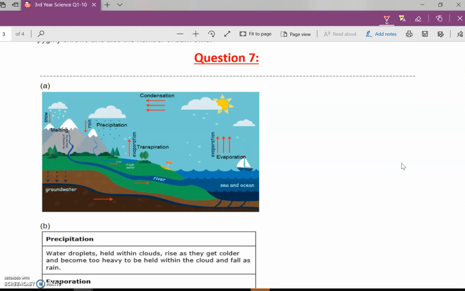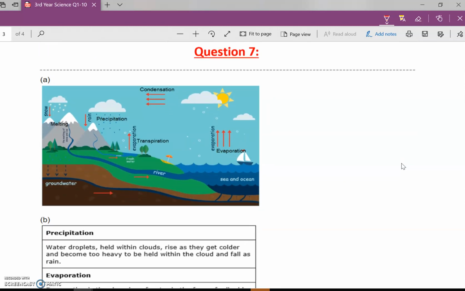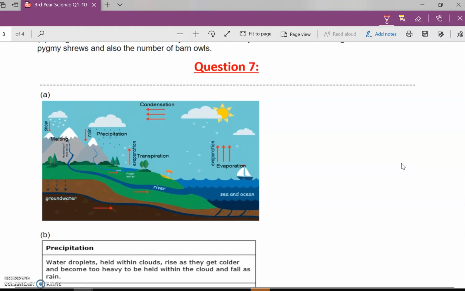Question 7 then is on our water cycle. So it's asking you to fill the space on the diagram. So in the diagram then, I think these guys here, so this is snowing, could technically call it precipitation as well. That's precipitation here. Then you have melting of the ice caps. You have over here condensation. So I suppose we start at the start.